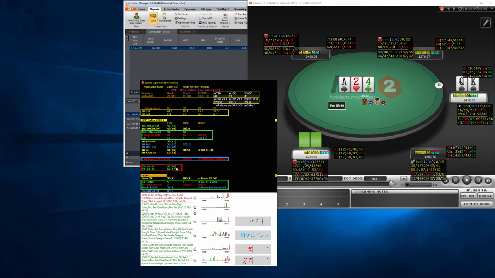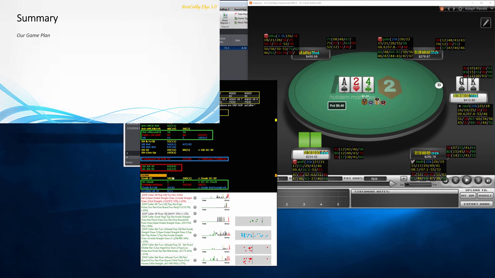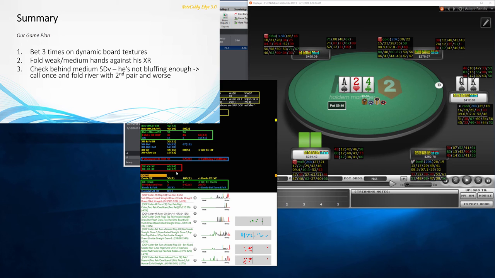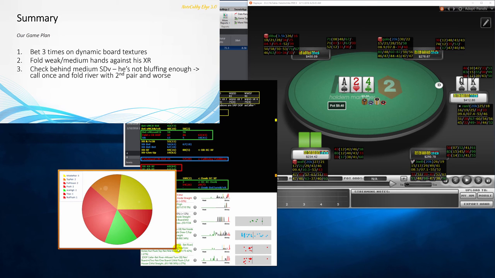To summarize what we have found here, we definitely should bet three times on dynamic board textures, where many things can change. We should fold medium and weak hands against his check raise, because he's hard to outplay. The way he constructed his range is very hard to outplay. We can check back medium showdown value, because he's not gonna bluff us too much. Just call once and fold river. As we can see, he bets river with strong range after stopping the turn.